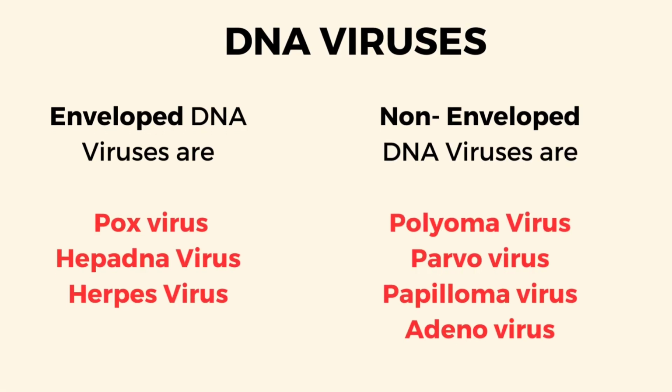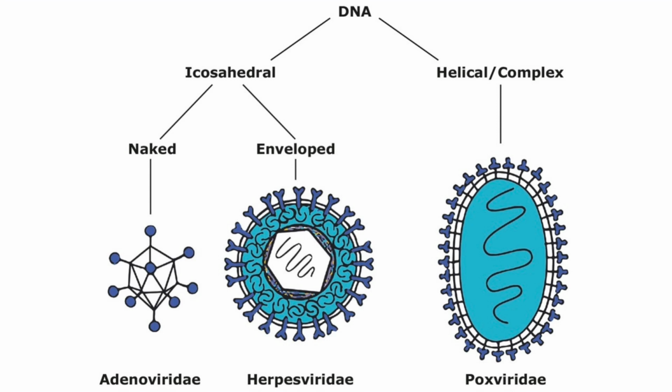Another important point: which DNA viruses are enveloped and which are non-enveloped. Envelope is an outer covering of the viruses. It is present in some viruses and absent in some. So enveloped DNA viruses are pox virus, hepadnavirus, and herpes virus. Three viruses are enveloped and four viruses are non-enveloped. Non-enveloped DNA viruses are polyomavirus, parvovirus, papillomavirus, and adenovirus. This picture shows the presence of the envelope and the naked ones.